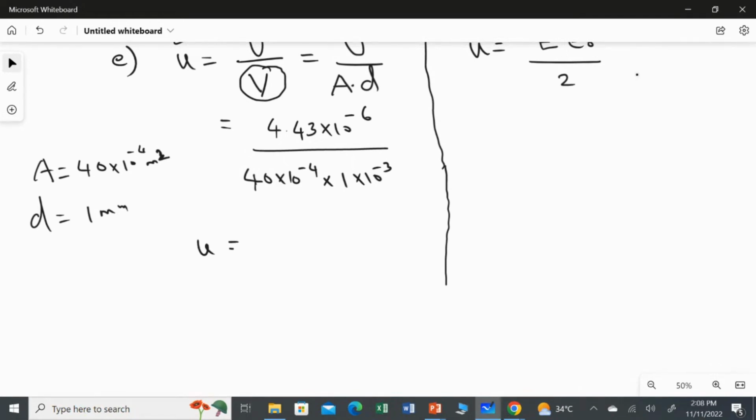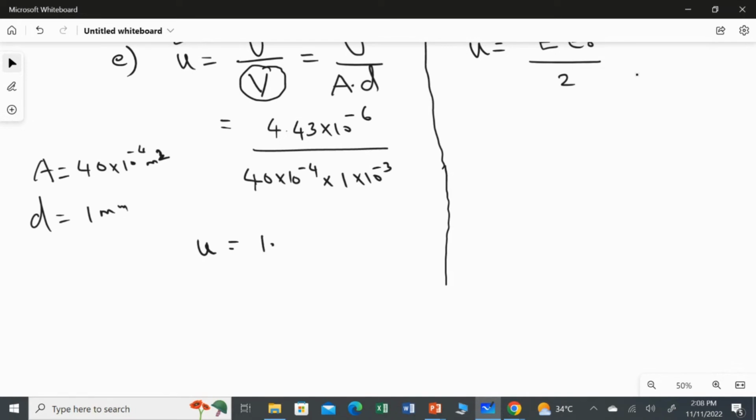So let's recalculate. It's a small u, not caps U, because caps U is the energy, and small u is the energy density, which is energy per unit volume. The definition is, the energy density is nothing but energy per unit volume. So 4.43 multiplied by 10 power minus 6 over 40 multiplied by 10 power minus 4 multiplied by 1 multiplied by 10 power minus 3. I got the answer as 1.0175, right? So better I can write, I got 1.1075.